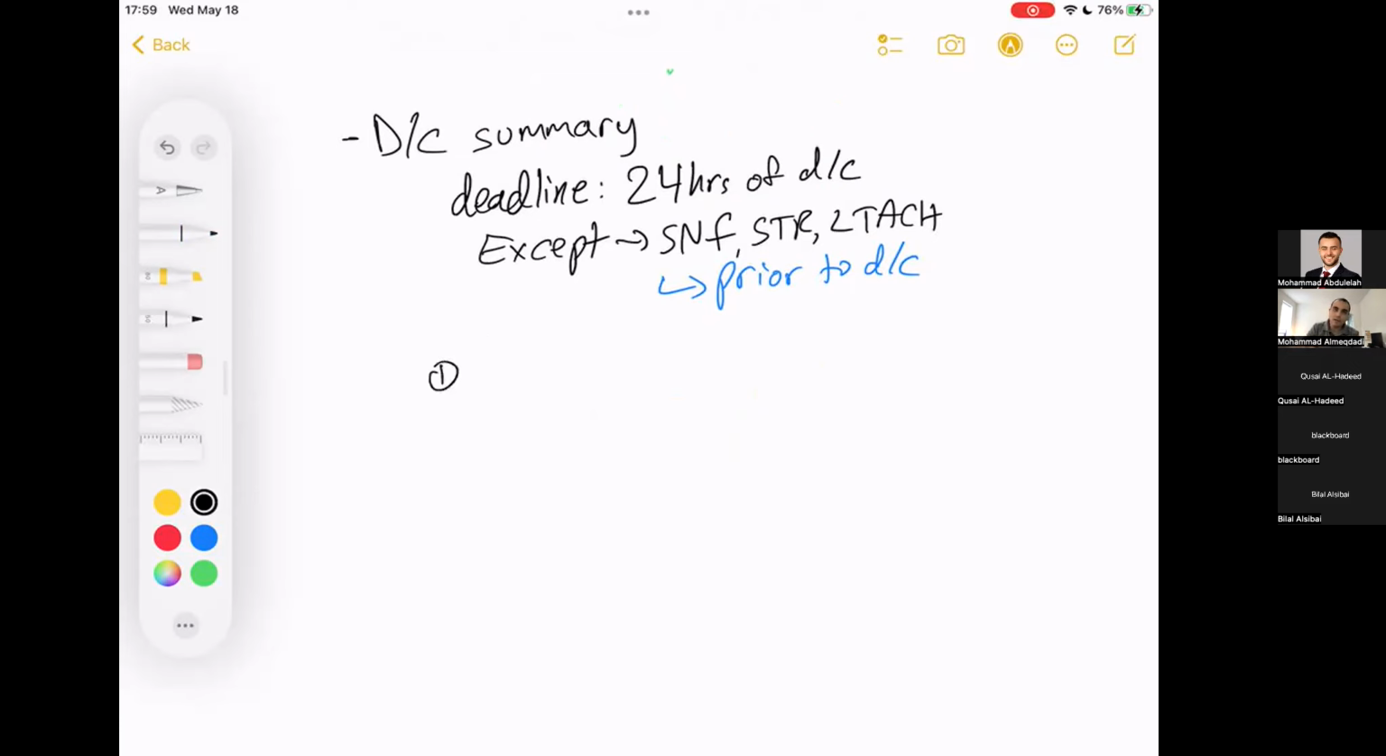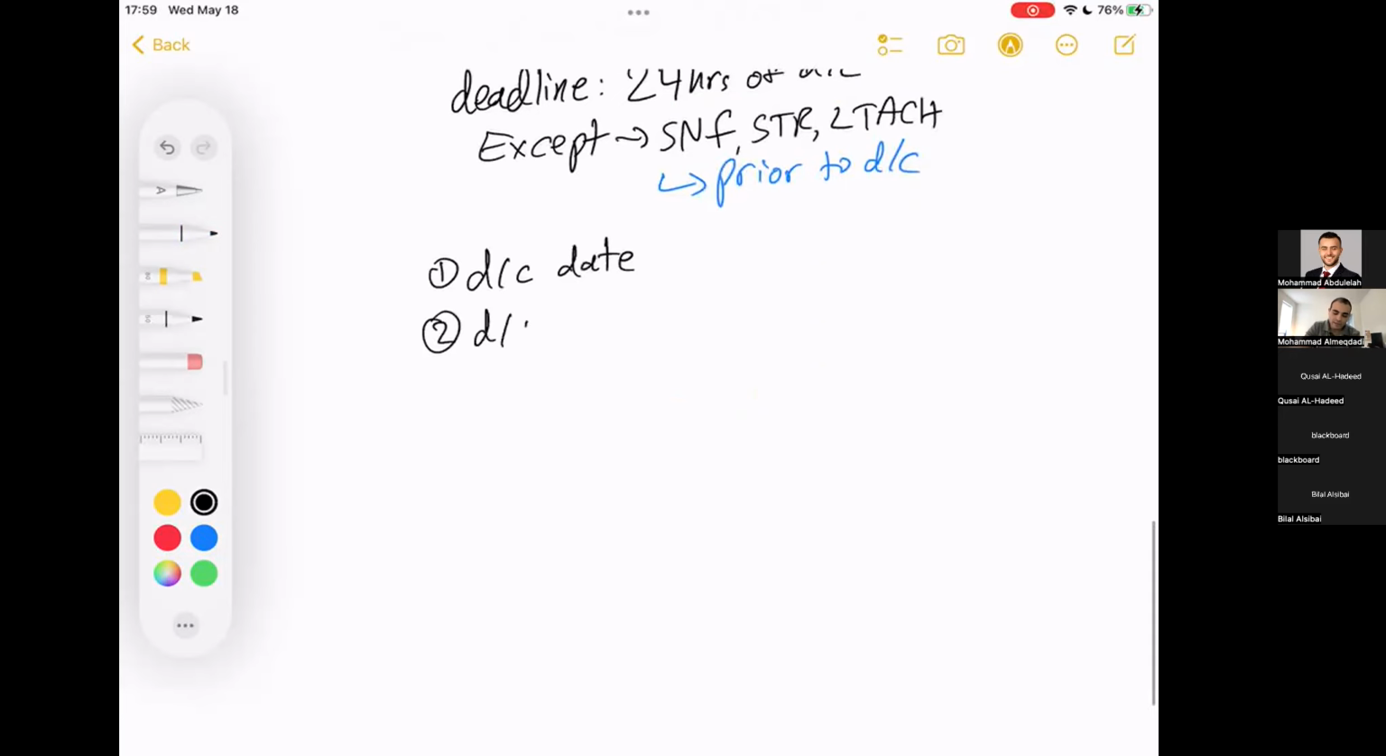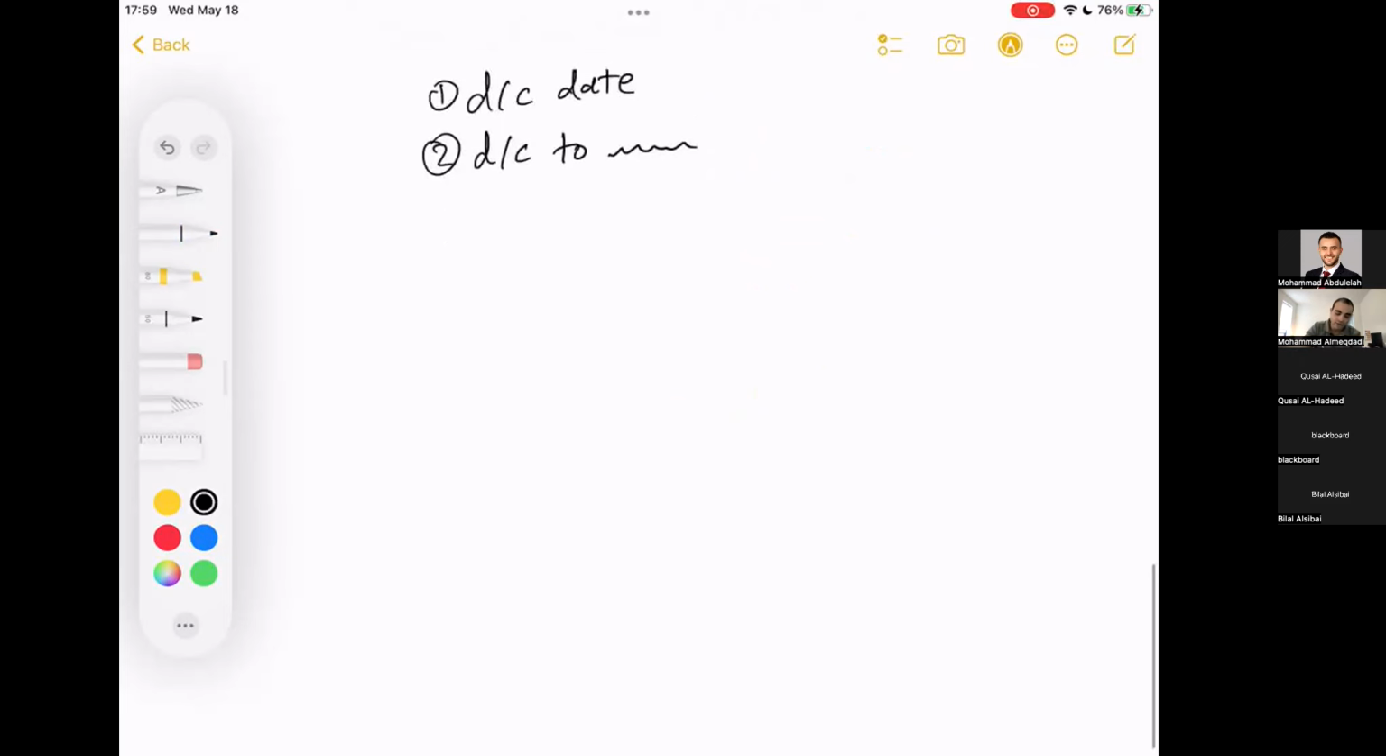So number one, you're going to write the discharge dates. Okay, easy. Number two, you're going to say discharge to whatever, skilled nursing facility, whatever. Number three, you're going to write the HPI like we did with the transfer note. Number four, you're going to write the hospital course. This can be either a paragraph or problem by problem. I usually like to do it problem by problem.